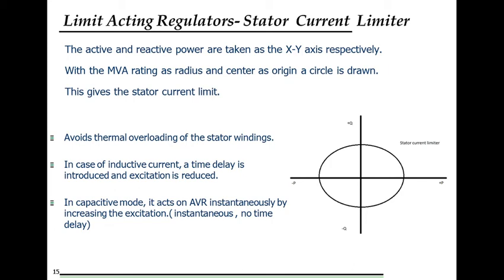So we plot the first limiter, that is the stator current limiter. For this, we take x-axis as the active power and y-axis as the reactive power. So we have P as active power and Q as the reactive power. Now earlier we have got the formula that power is equal to VI cos phi. So taking VI, what will it be? It will be the MVA rating of the generator. So with MVA rating as the radius and center as origin, we draw a circle. So this circle will give us the stator current limiter.